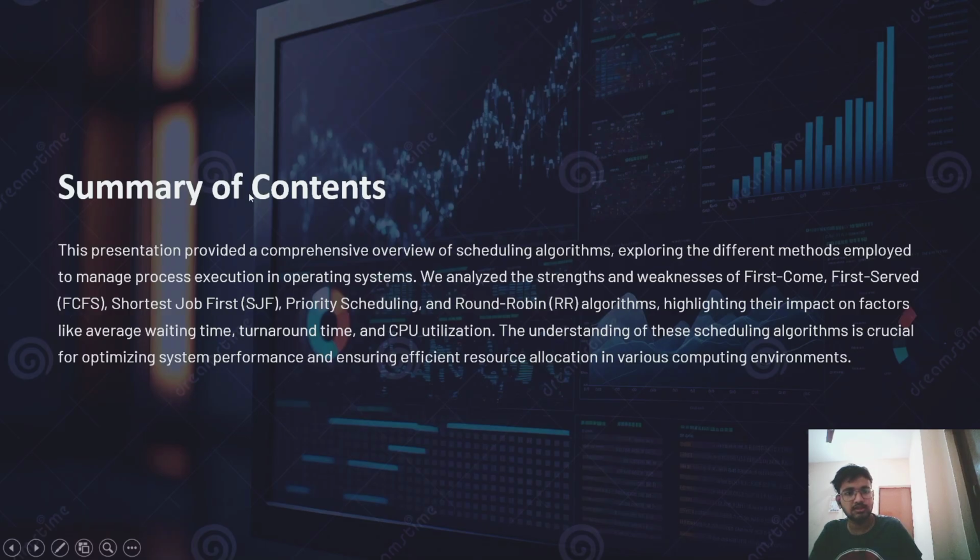So here's a summary of this. We have learned various algorithms and applications, in which there were FCFS, SJF, round robin, and there were also applications related to disk and other things, which basically include the read and write speed and other things, which is very crucial for optimizing system performance and ensuring efficient resource allocation in various computing environments.